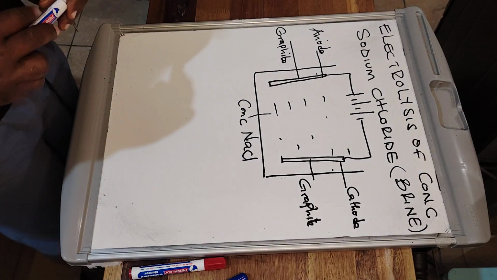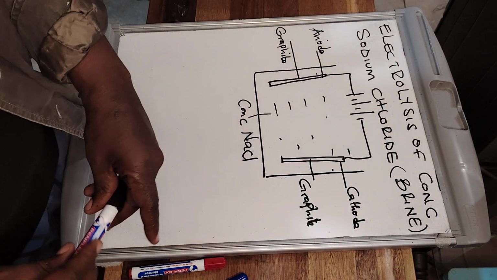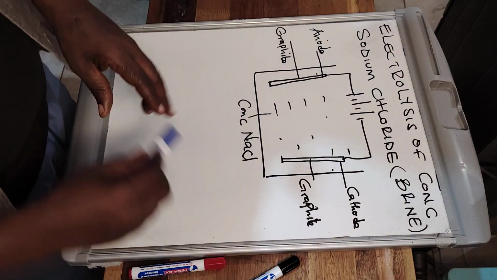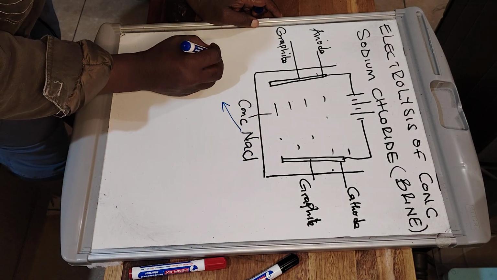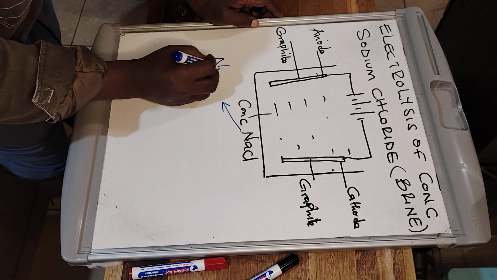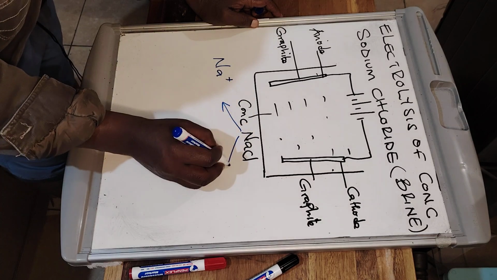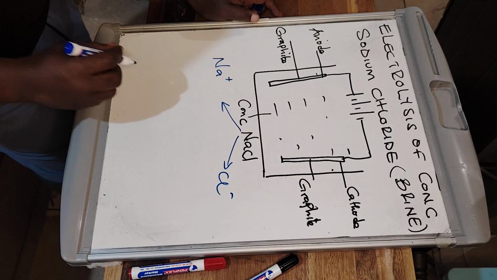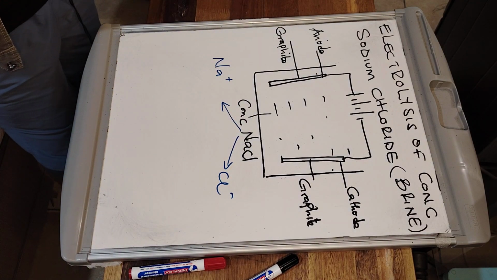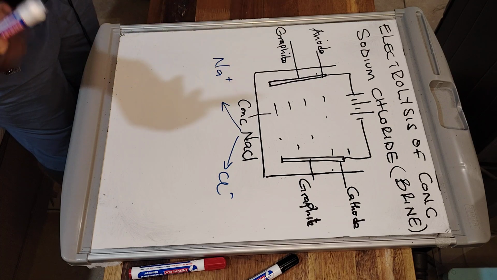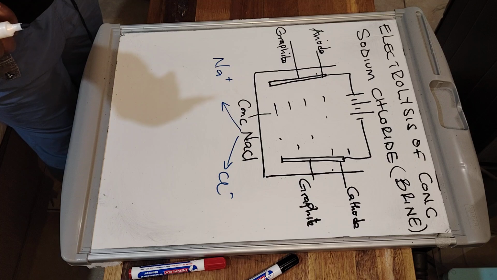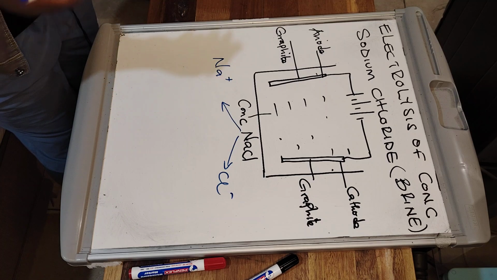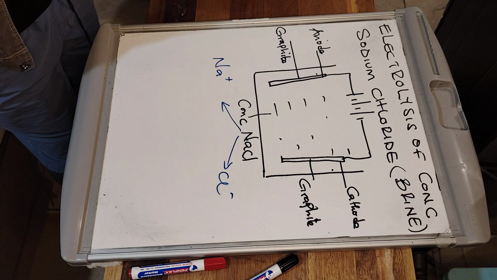And you have to remember that the ions which are contained in our sodium chloride are sodium ions and chloride ions. And when you go to the mechanism of conduction, it's the same mechanism we know. The cations move to cathode and the anions move to anode.